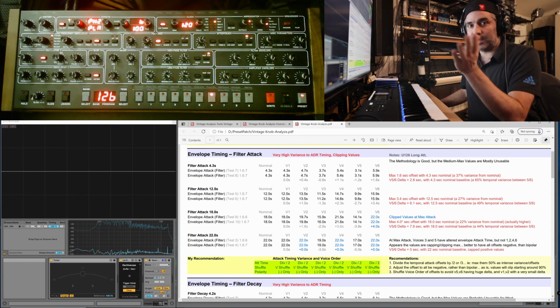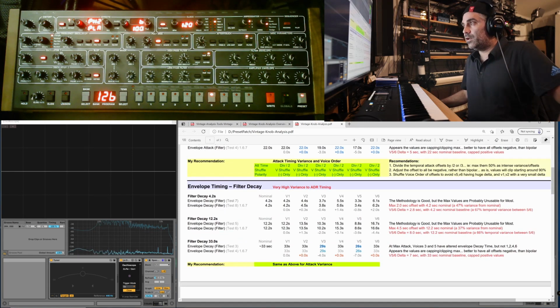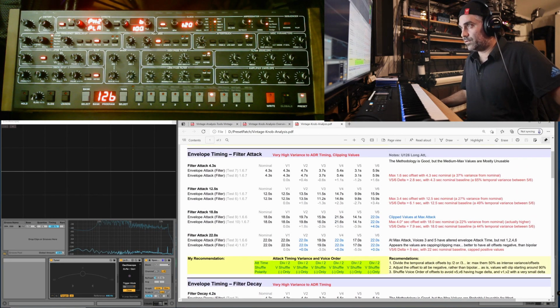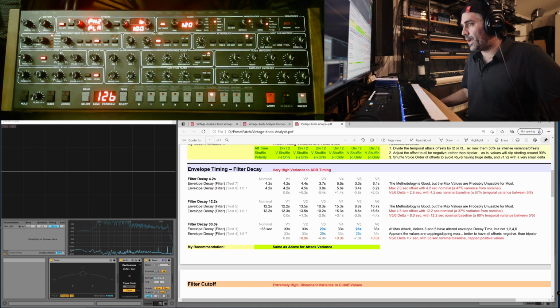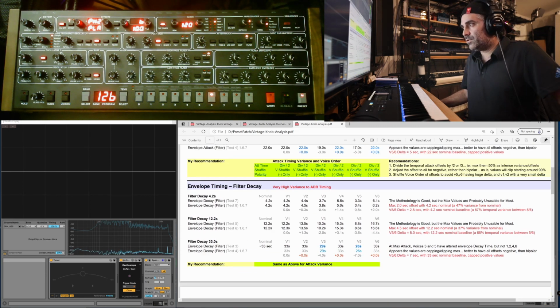those 8-second differences. So for the decay, I'm not going to go into decay because it's the exact same issues as attack. Again, you have an extremely high delta of 8-second difference here between voice 5 and voice 6. It actually even gets higher in the decay section. There's another test I did where it was even higher than that. So for decay and release, the same thing applies.